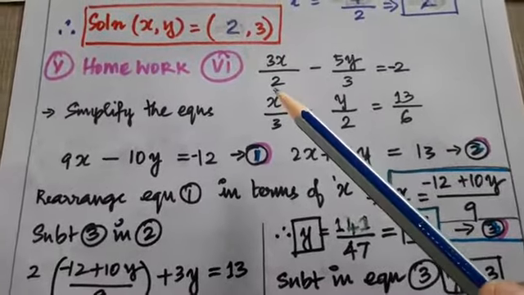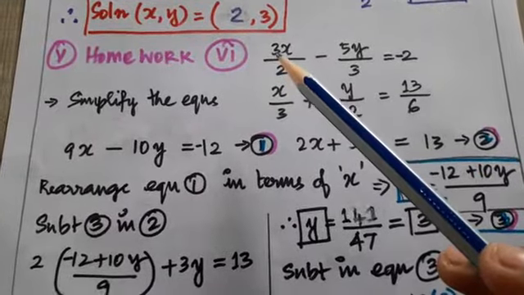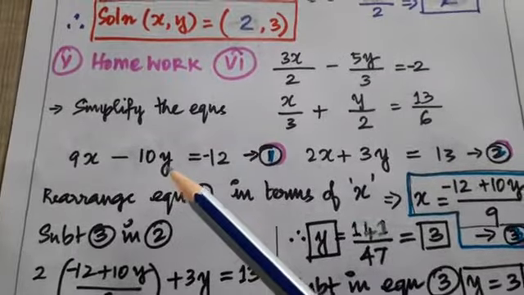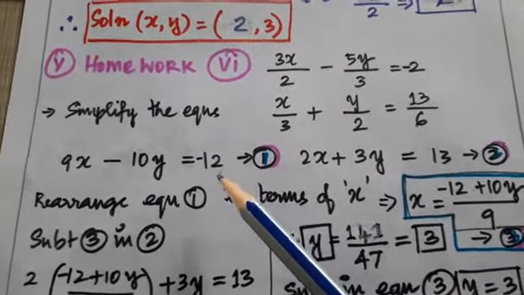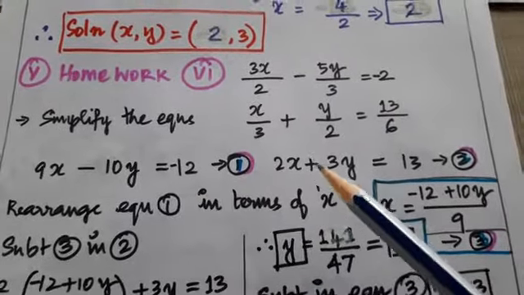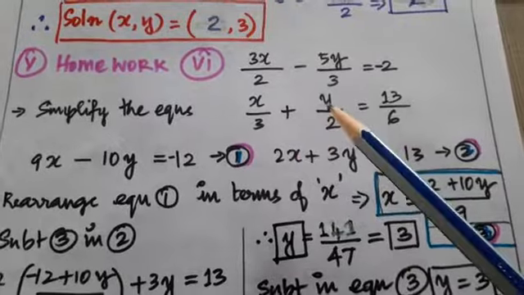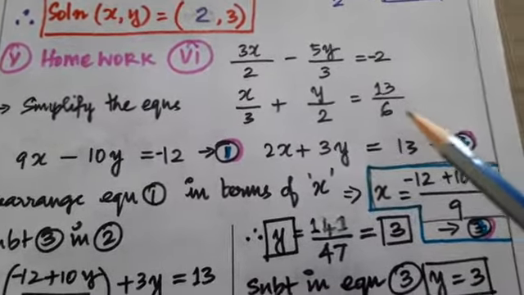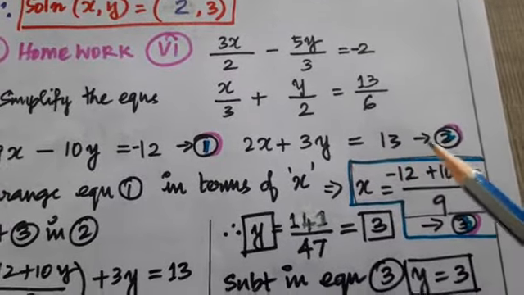When I am simplifying, 2 and 3, the LCM is 6. So I have to multiply here 3 into 3, 9x. And 2 into 5, minus 10y. That is equal to 6 into minus 2, minus 12. That is the first equation. And in the second equation, you see 3, 2 is there. So 2 you have to multiply, 2x. Here you have to multiply 3, 3y equal to 6. If we are cross multiplying 6, this 6 and this 6 will cancel. You will get 13. That is the second equation.